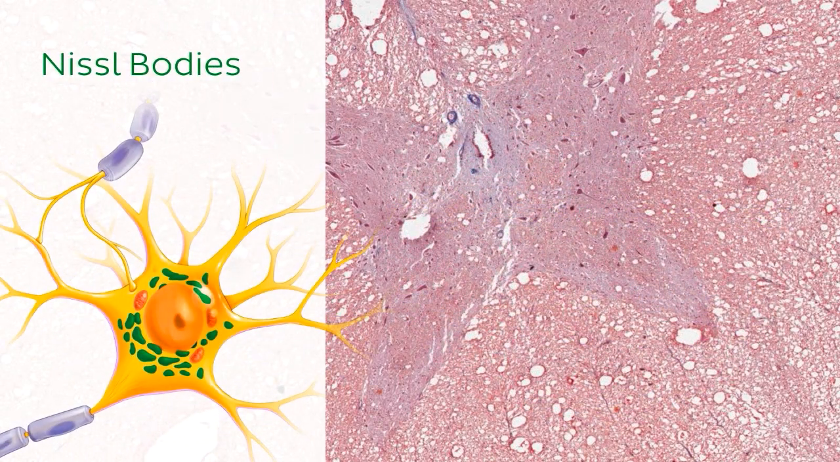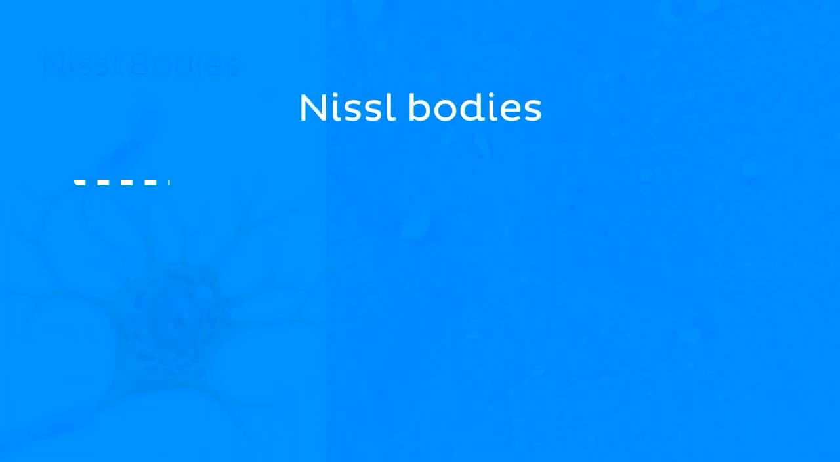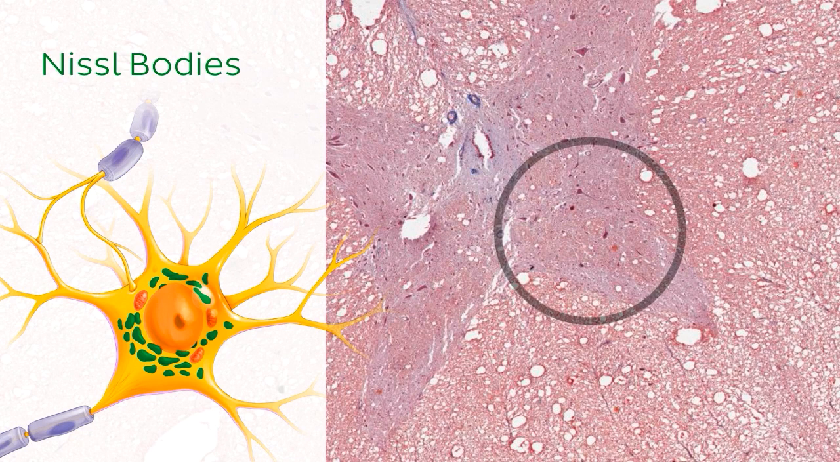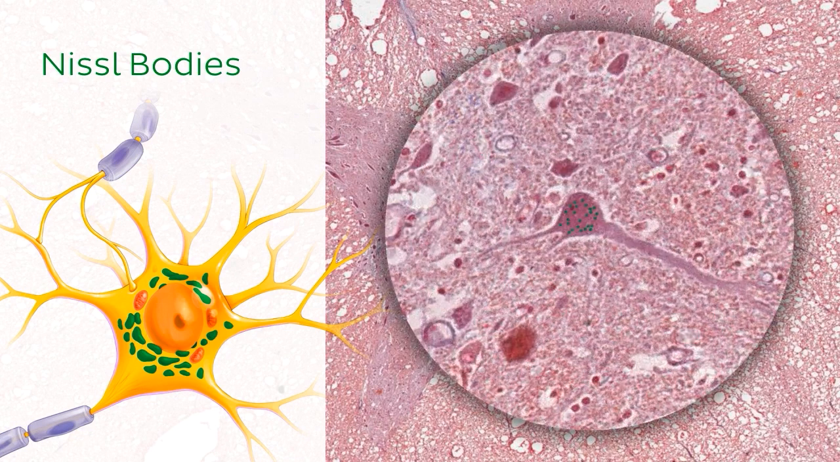On the left, the many small granular structures we can see highlighted in the cell body of this neuron are called Nissl bodies. Nissl bodies are granular collections of rough endoplasmic reticulum and free ribosomes and can be found throughout the cell body. Since these structures contribute to protein synthesis, this shows that neurons have a high synthetic activity. Depending on the activity of the neuron, the number of Nissl bodies will vary.